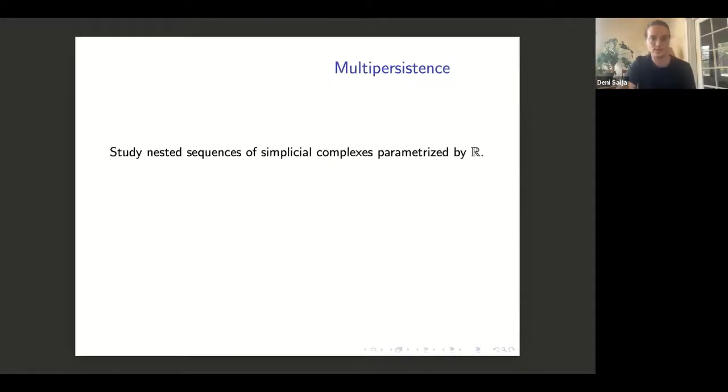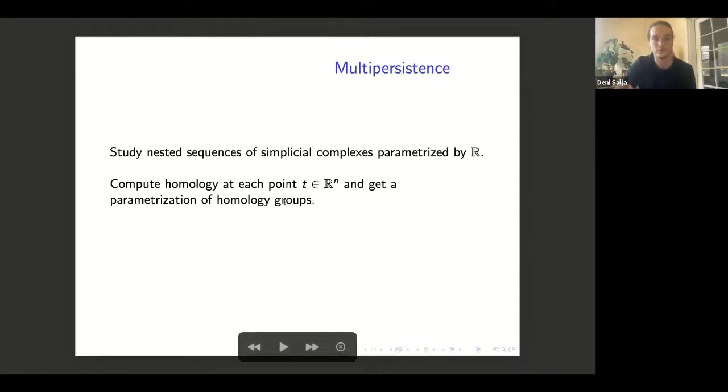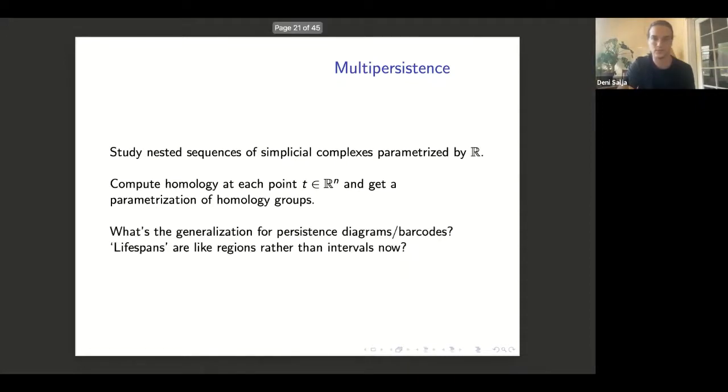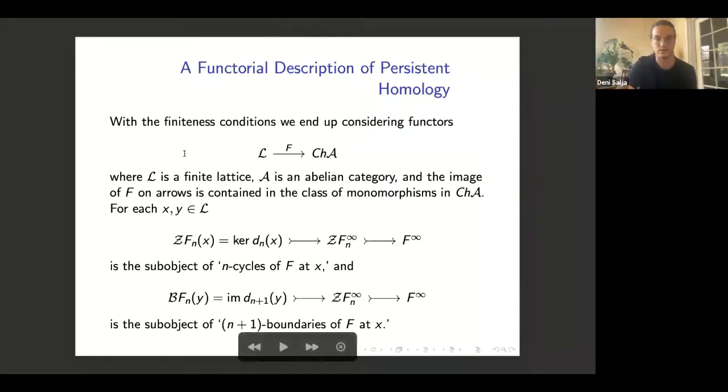So for multi-parameter persistent homology, or multi-persistence, you want to study nested sequences of simplicial complexes parameterized by R^n, not just R. So for each point t in R^n, you can compute homology groups, and then you get parameterizations of them, but they're no longer linear. So what's the generalization for persistence diagrams and barcodes? What are lifespans? Are they regions of R^n in this case? McCleary and Patel had a good way of talking about this, which I'll go over.